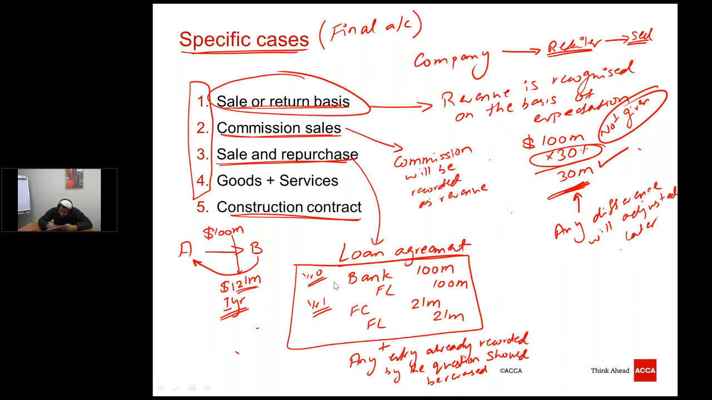Okay, Harsh wants me to specify what is debit and what is credit. Bank is debit, liability is credit, finance cost is debit, financial liability is credit.